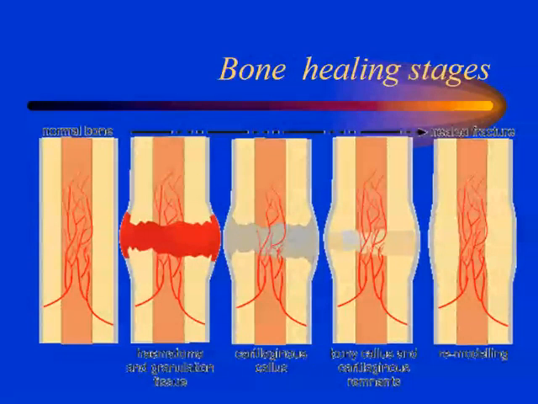And finally, we have remodeling at the end, and the final phase is remodeling, where the shape of the bone is gradually returned to normal, but that can take several years.